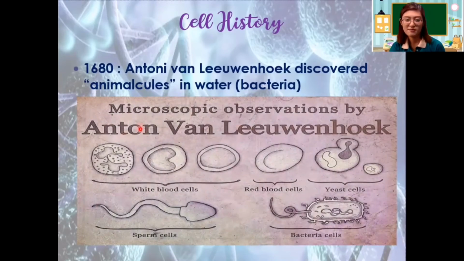So again, remember that Anton van Leeuwenhoek made microscopic observations, even of the gunk on his teeth, and hence he discovered bacteria cells. Also, he discovered or observed white blood cells, red blood cells, yeast cells, as well as sperm cells. So every day he brings with him his microscope and observes the different cells around him.